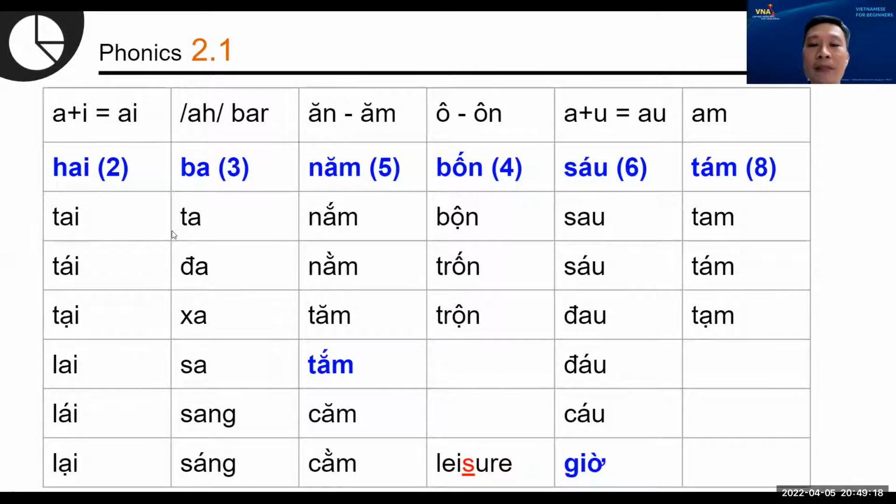2 o'clock. 2 giờ. I play golf at 2 o'clock. Tôi chơi golf. 2 giờ. Wait. No, that's not right.